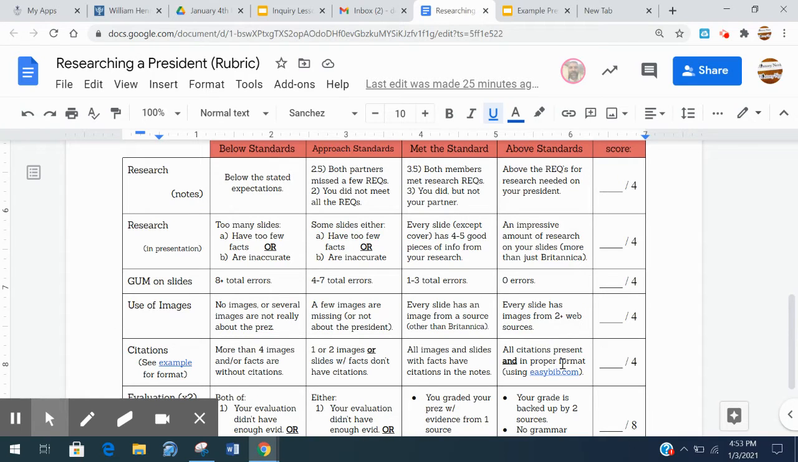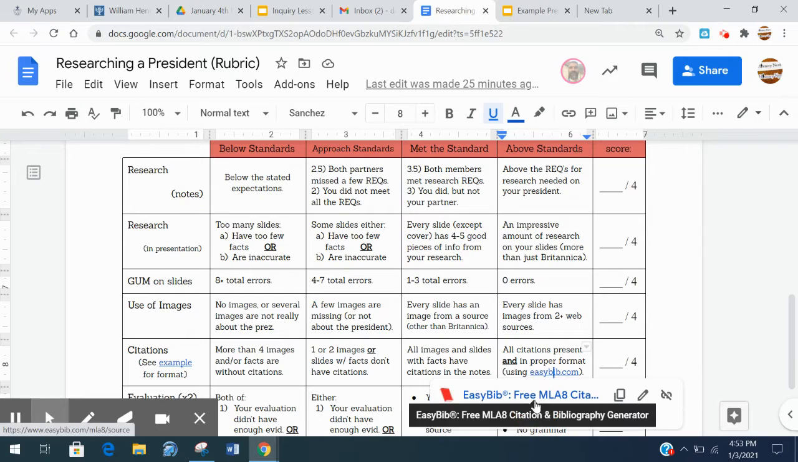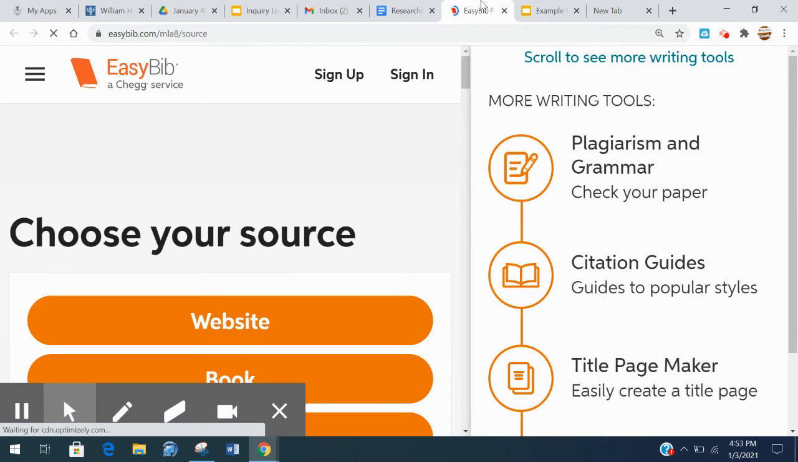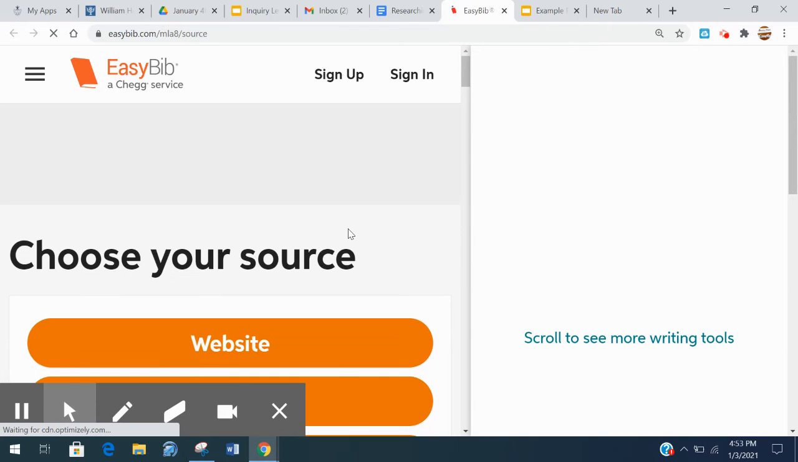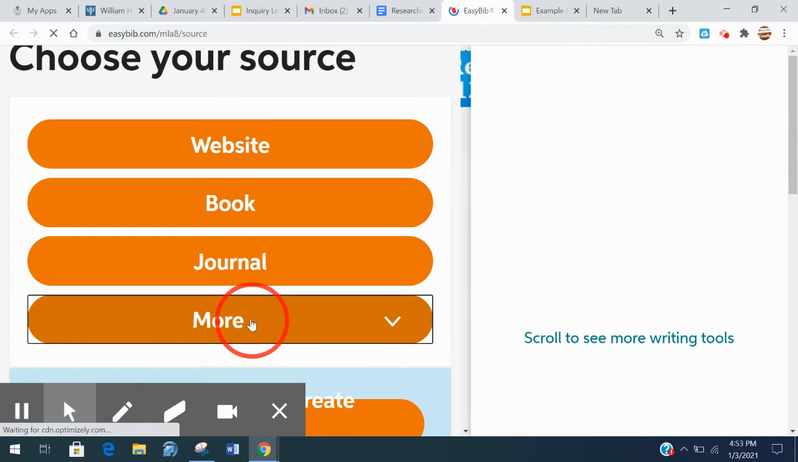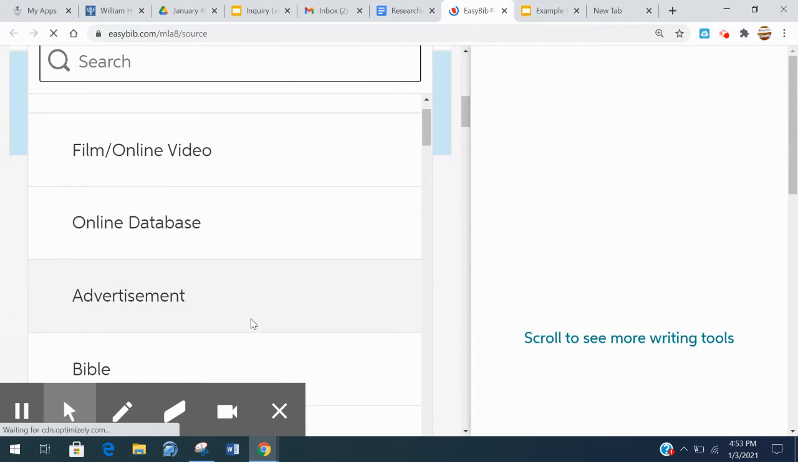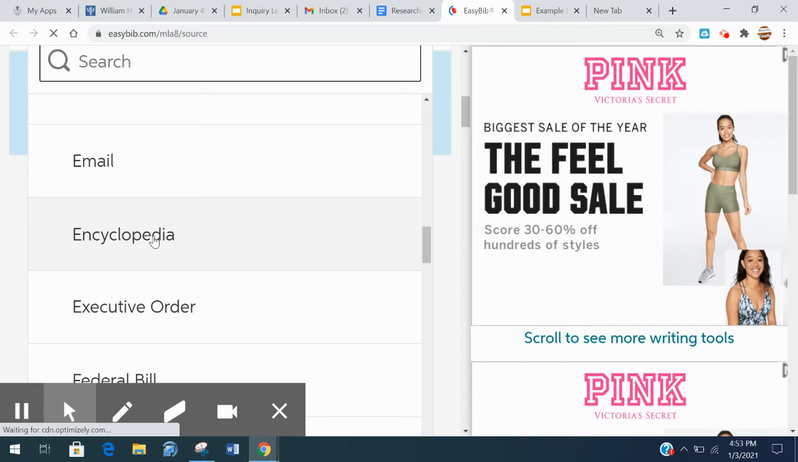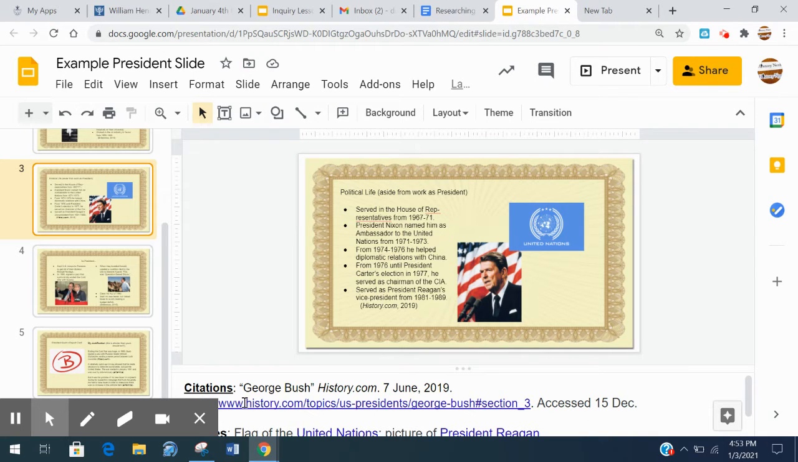Citations, make sure it's always in proper format. Use easybib.com. EasyBib is what you guys learned last year, that basically all I have to do is type in the URL, I think, and it will give me all of the rest of it. There's my website for what it is. Do I have an online encyclopedia? There probably is one. There it is. Okay, so I would put it into the encyclopedia thing, and it would get all my citation information. So then it should look something like this.